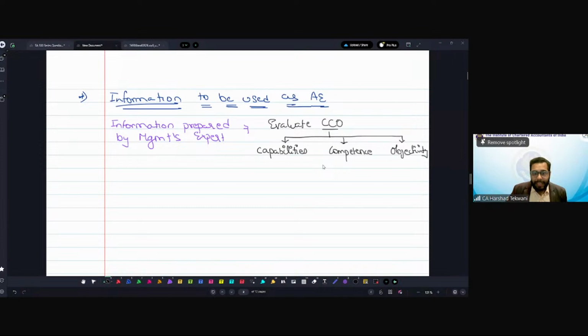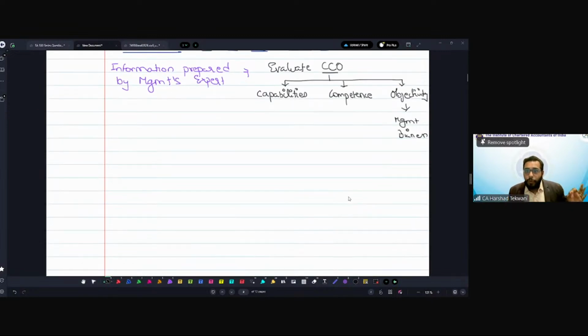Based on the objectivity, I will be able to understand the level of management bias in the outcome. And which was the standard where we understood how to test for management bias? We have discussed this one. SA 315. Not properly, but there was one more standard.